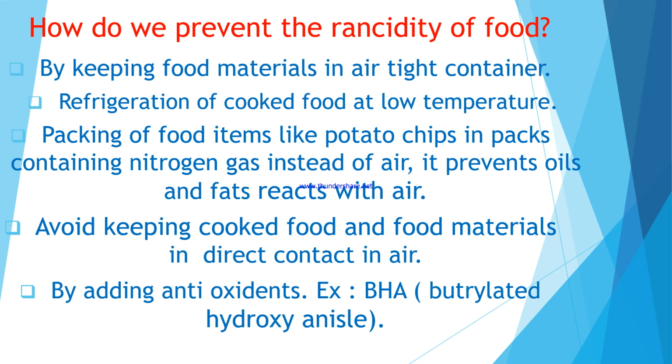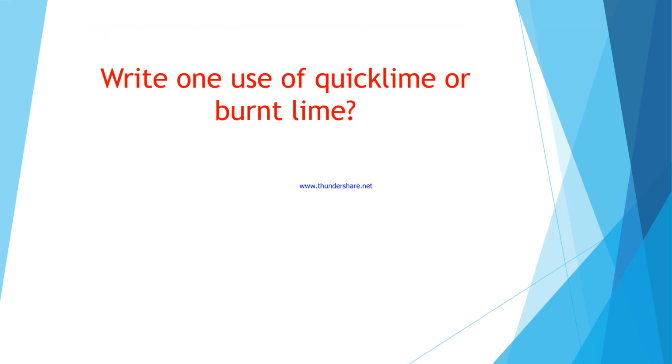How can we prevent rancidity? By keeping food materials in airtight containers, by refrigerating cooked food items, and some packed foods like potato chips should be packed in the presence of nitrogen gas, by keeping cooked food always covered, not in direct contact with the air, and by adding antioxidants like BHA, etc. Like this we can prevent rancidity.